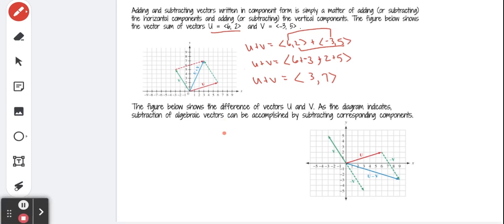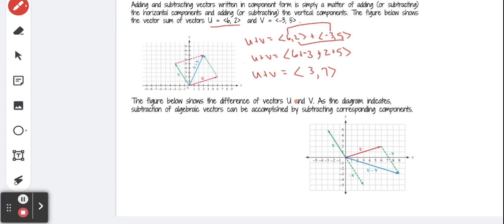All right, same thing with subtracting. The figure below shows the difference of vectors u and v. Subtraction of algebraic vectors can be accomplished by subtracting corresponding components. So it's no different than addition, you're just subtracting the horizontal components and then the vertical. So if you take the same two vectors, u and v, when you subtract them, u minus v, we would be taking the vector 6, 2, and subtracting the vector -3, 5.